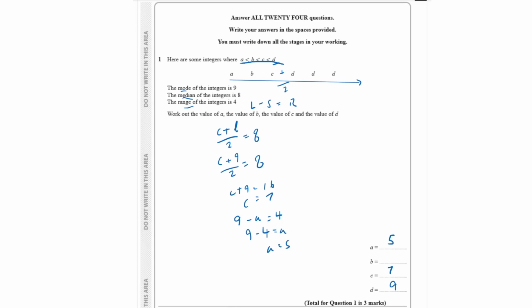But we still have one more to go. Since these are integers, they cannot be decimal values, so we simply look for the whole number between 5 and 7, which is 6. And that is b.